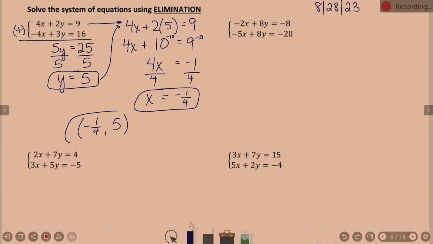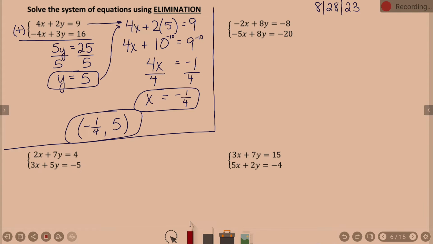Did you guys write an ordered pair down? Good deal. Okay, Example 2. Which variable would you like to eliminate? The y. This one's set up to eliminate y's because they have the same coefficient.